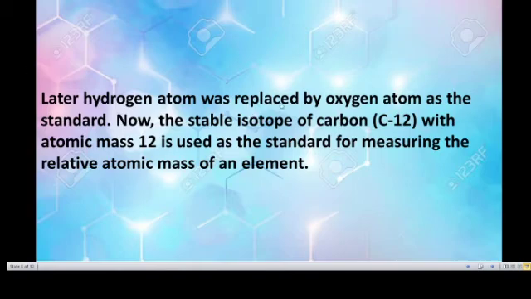Then the hydrogen atom was replaced by the oxygen atom as the standard. Now the stable isotope of carbon 12, that is C12, with atomic mass 12 is used as the standard for measuring the relative atomic mass of an element.